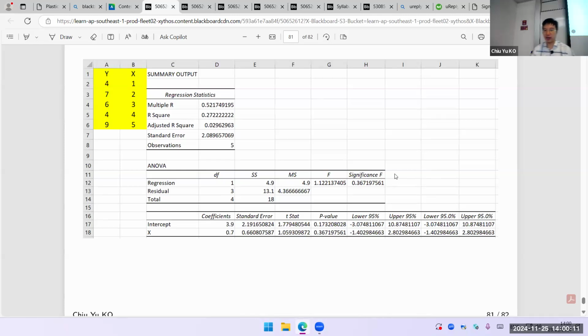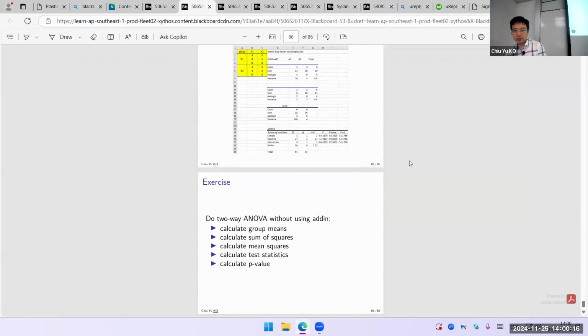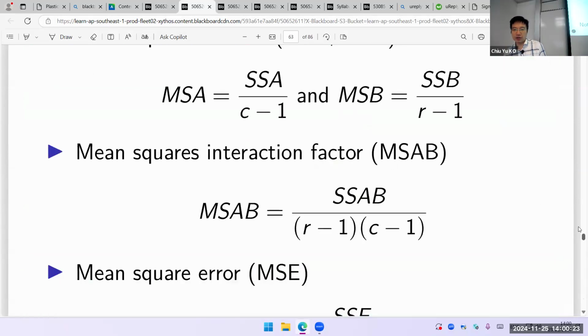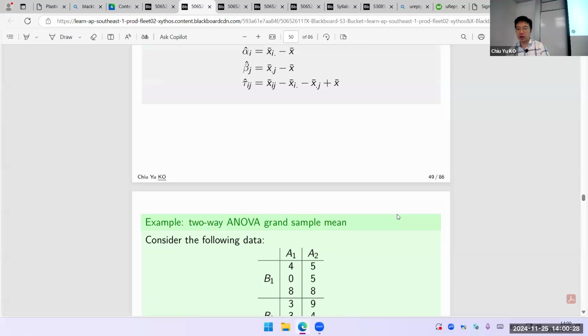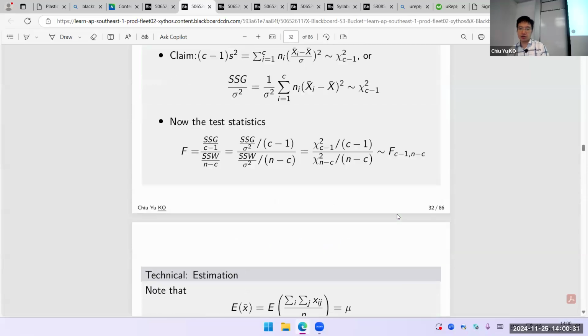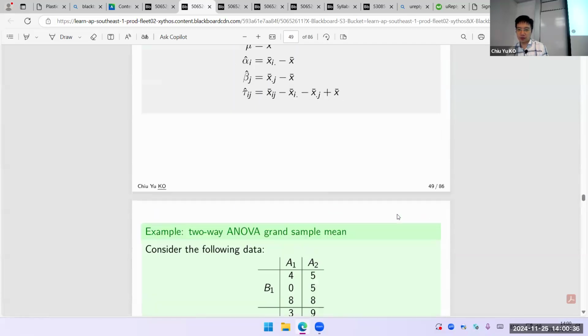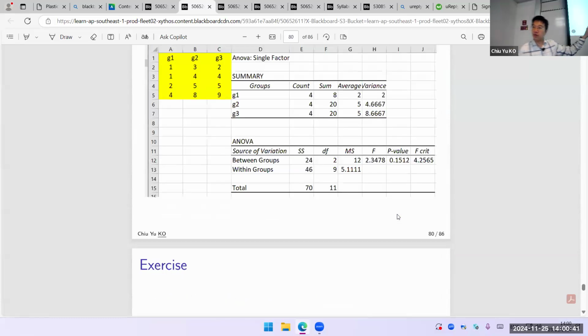Same as ANOVA, I will expect you to know this table very well, or the one-way ANOVA table. The calculation I'm not asking, just the table, the ANOVA table. So this is two-way ANOVA and the one-way ANOVA, right? You should be able to answer this, and then you're done, okay?